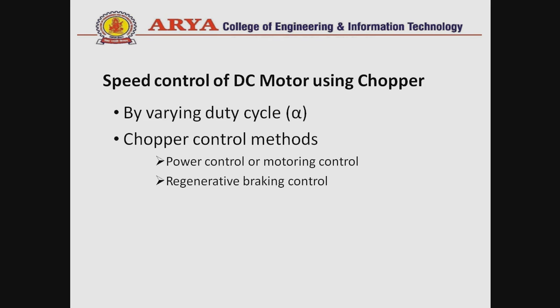Now, speed control of DC motor using the chopper. The chopper's working depends on the duty cycle. So by varying the duty cycle, we can control the speed of the DC motor. The DC motor speed control method using the chopper is divided into two types: power control, which is also known as the motoring control method, and the second one is regenerative braking control.